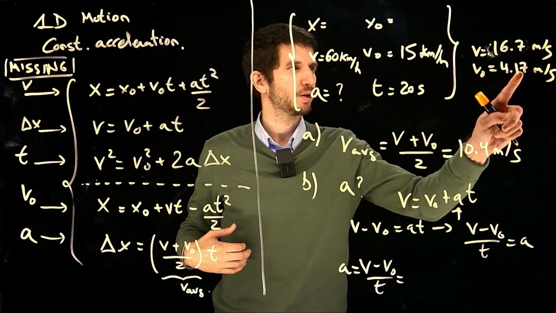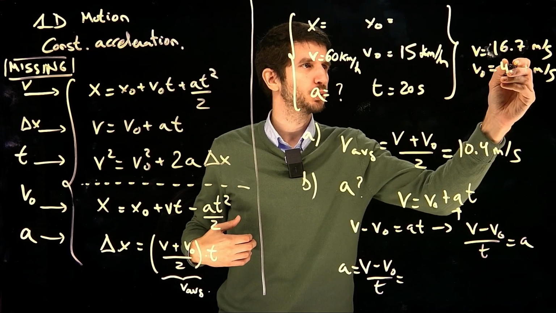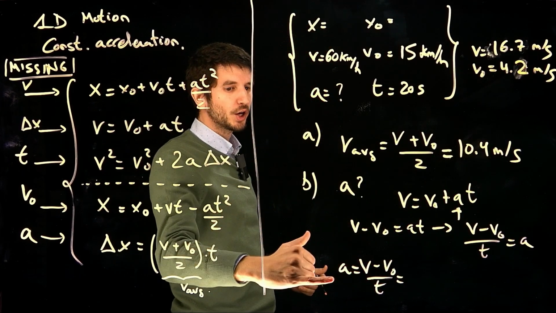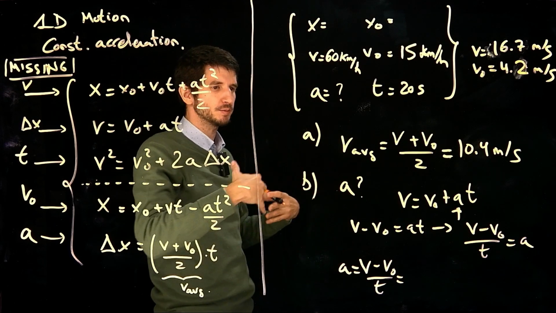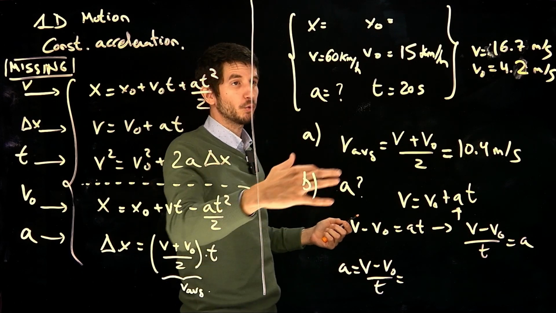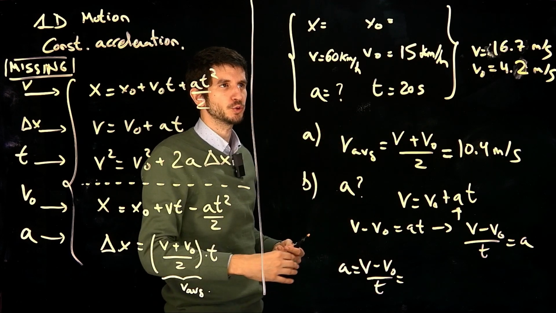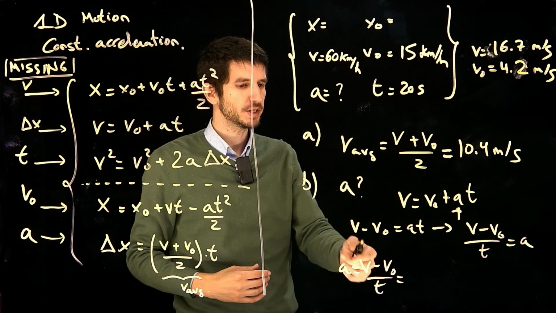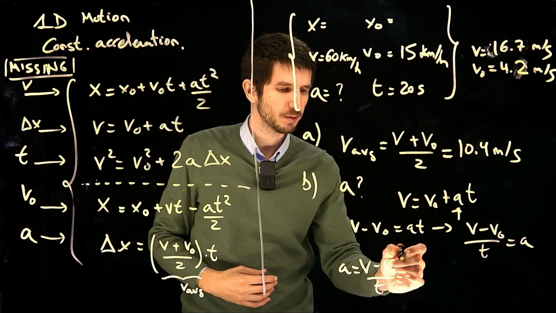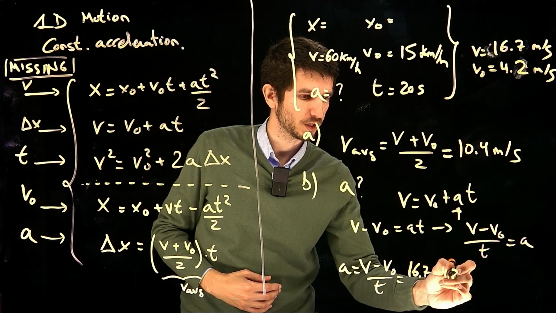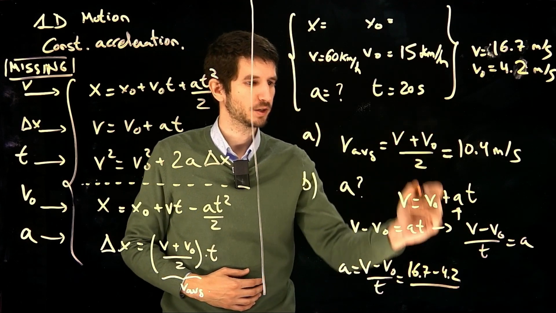We can round this up to 4.2, we need that detail. And so we can come back here and then use the international system. This is one of those scenarios where we see why it was more convenient to first convert the units and then use those international units for the rest of the problem. But basically we're going to have to subtract 16.7 minus 4.2, which is the initial velocity, and divide that by the time taken, which is 20.